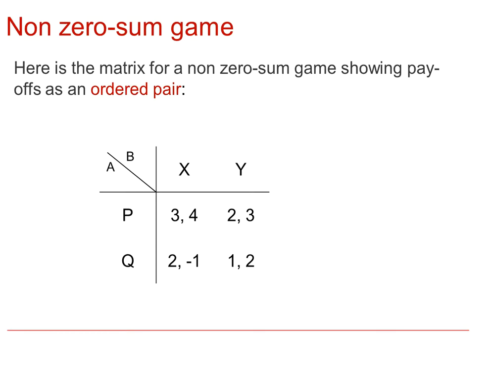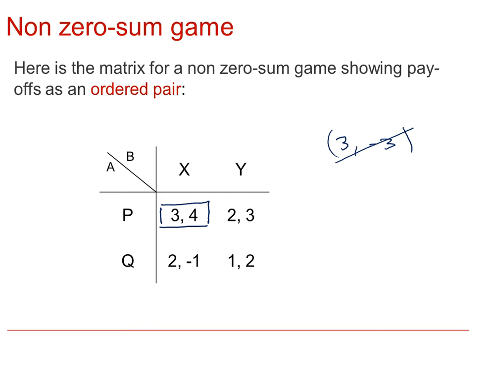Here is the matrix for a non-zero sum game showing payoffs as ordered pairs. So for example, we can tell it's non-zero sum in that if it was a zero-sum game, you would have a 3 and a -3, which you don't have. You have a 3 and a 4. So if player A plays strategy P and player B plays strategy X, A will win 3, but B will win 4.